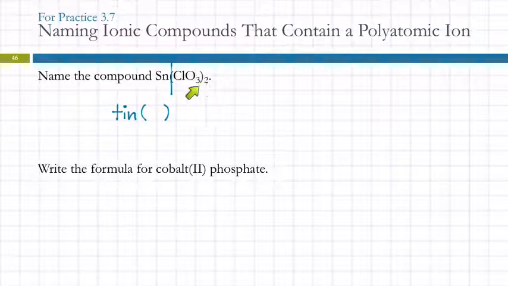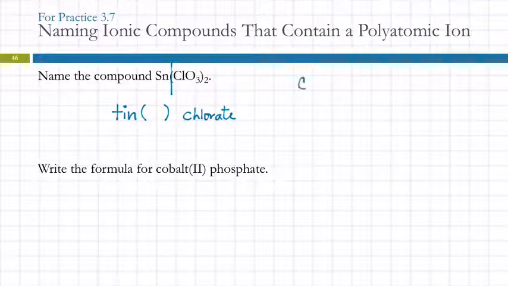Now we need to name this ClO3. Chlorate. You can actually guess on some of those. It's got chlorine in it, so it's got to be perchlorate, chlorate, chlorite, or hypochlorite. It's got to be one of those, so at least you have a 25% chance of guessing correctly there. Okay, so there's the outline of the name.